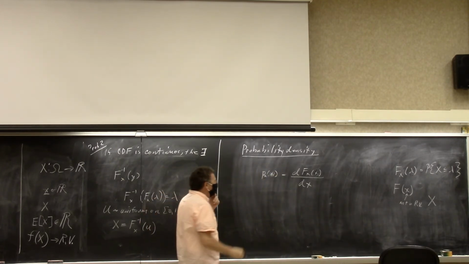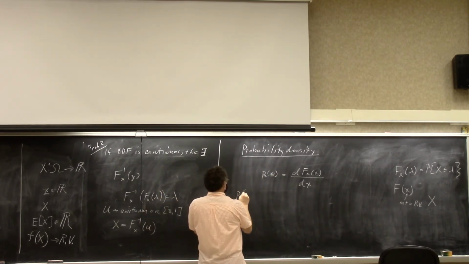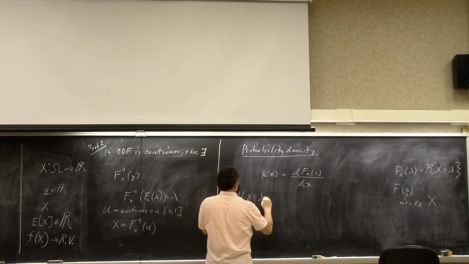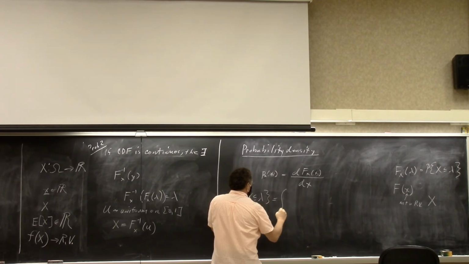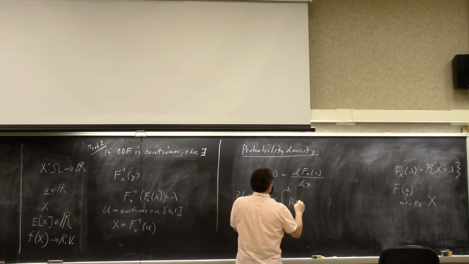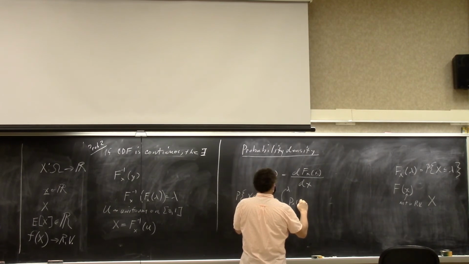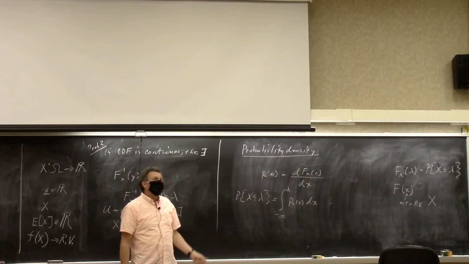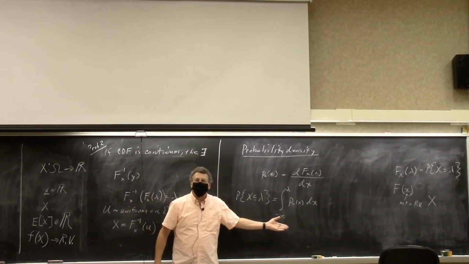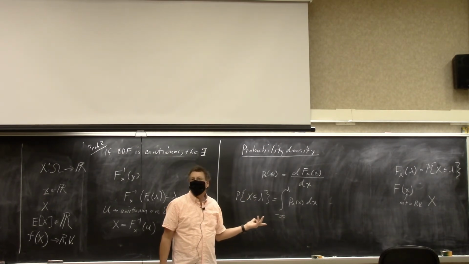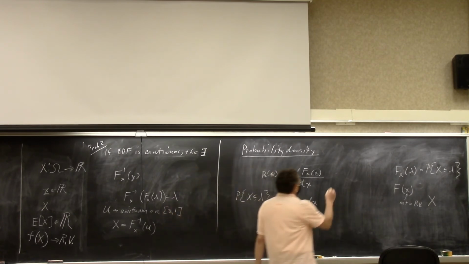Now, what happens is that the probability that x is less than or equal to lambda is equal to the integral from minus infinity to lambda of p_x of little x dx. Okay, and that's hopefully now starting to look a little more familiar. The problem is this doesn't always work, okay? This doesn't always work.